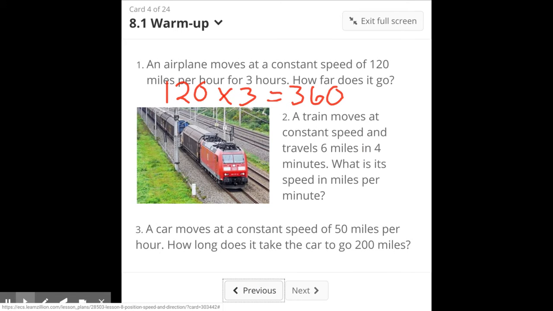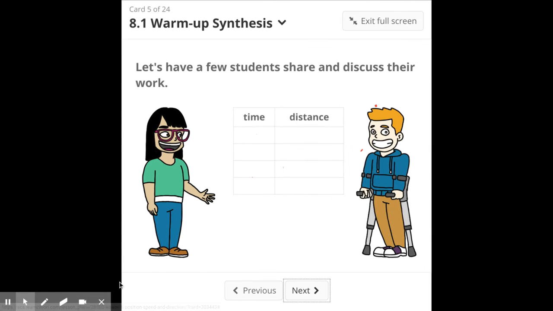Last one, a car moves at a constant speed of 50 miles per hour. How long does it take the car to go 200 miles? Again, I'm going to use my table that I have over here. We have a distance of 50, and it goes 50 miles in 1 hour. We want to know how long it takes to go 200 miles.